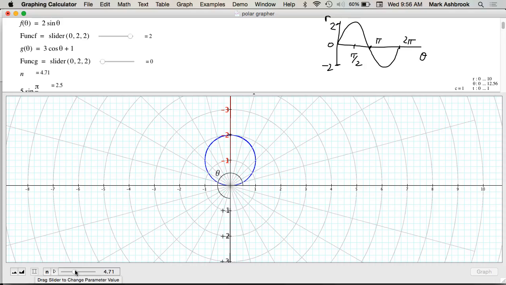as theta goes from 3 pi over 2 up to 2 pi, r goes from negative 2 to 0. Watch the point. Watch the point. Ready? So it's just traced along those same set of points.